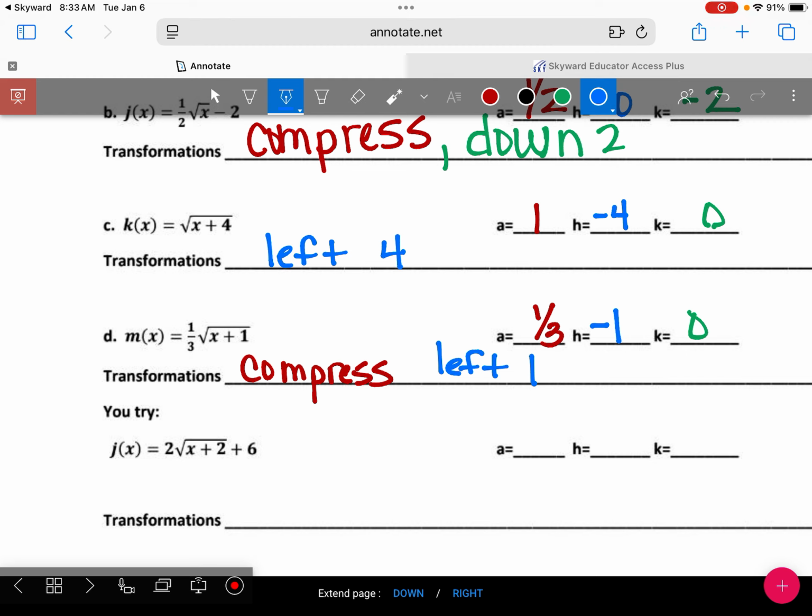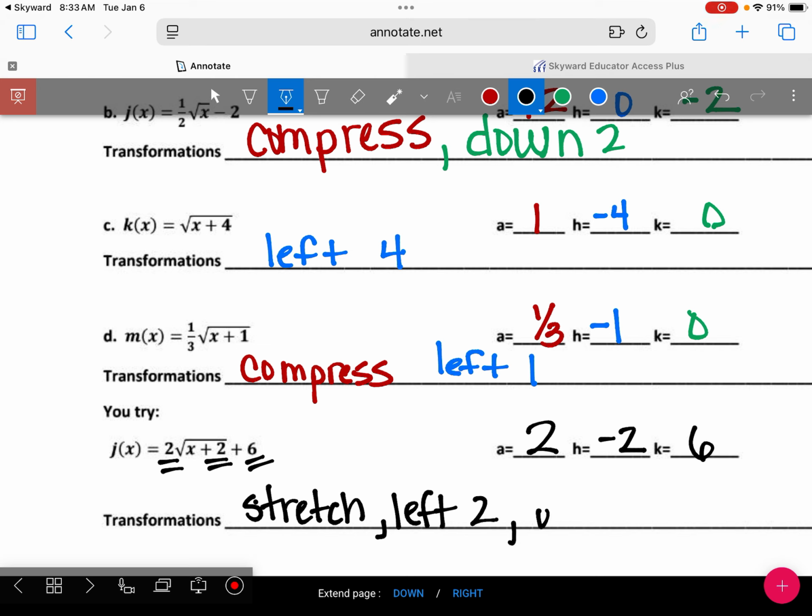For the last one, A is 2, which is going to make it what? Stretch, compress, or reflect? Stretch. Good job. Under the square root is a +2, but that means that it's really a -2. And what does that make it do? Left 2, right 2, up 2, or down 2? Left 2. Good job. And then lastly, the +6 is in the back, which is going to move it up 6.